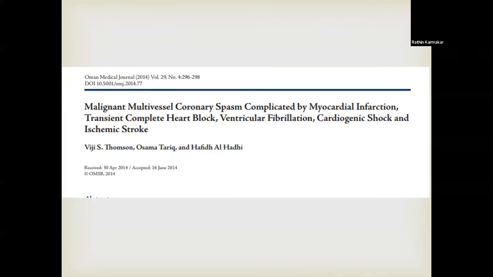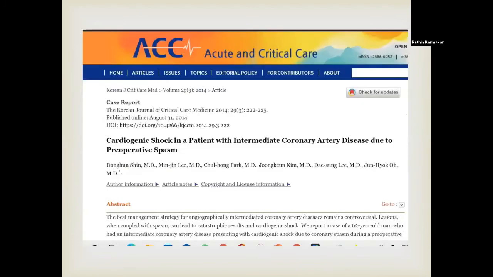Here the patient presented with a VF arrest, and thereafter required multivessel angioplasty. And this patient had a pre-operative angiogram showing an intermediate lesion, and just before the elective surgery for the stomach, he suddenly developed cardiogenic shock, and the patient required only a GTN injection, the spasm was gone, and he didn't require an angioplasty.